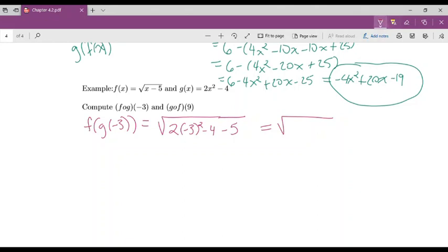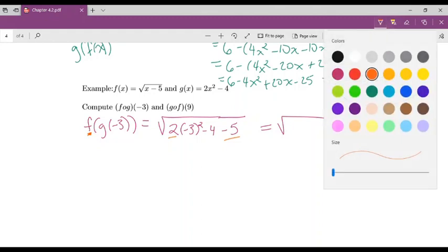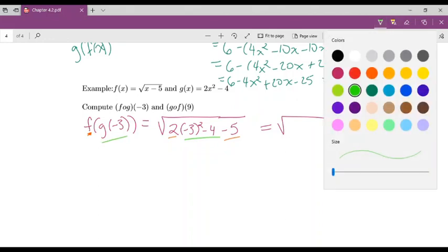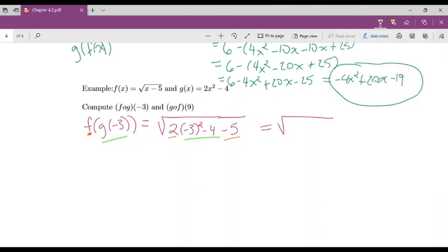So if it helps, the colors, this and this are from my f of x function. This is from my g of x function, and surely I can find one more color to distinguish here. Let's do a yellow. And this negative 3 is because I have a negative 3 in for my x right here.